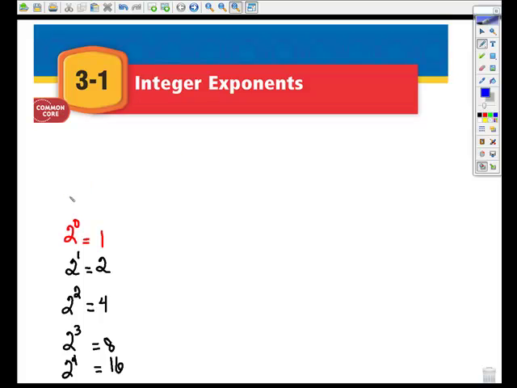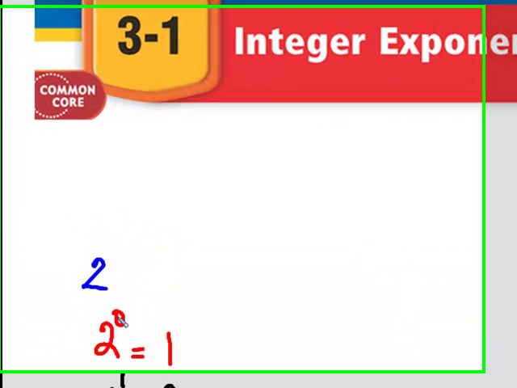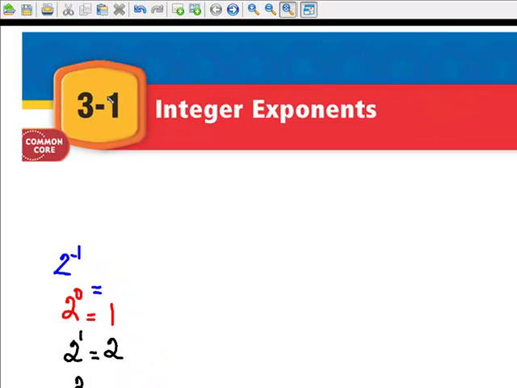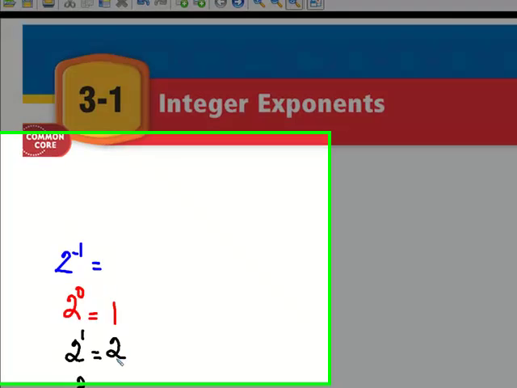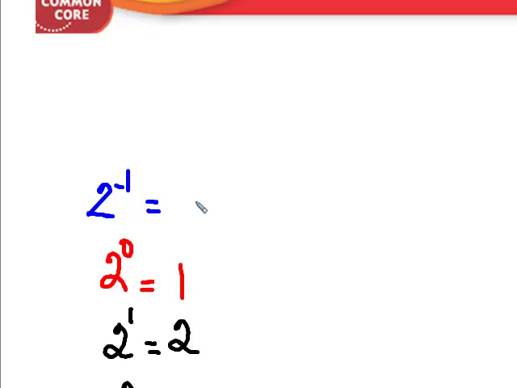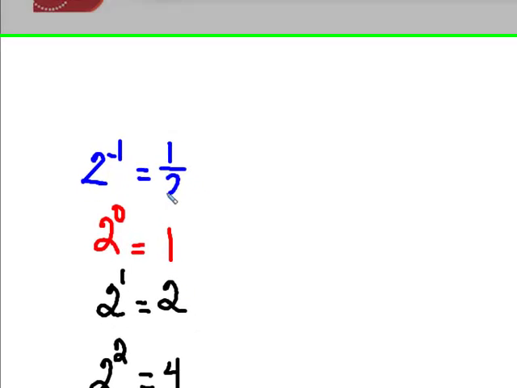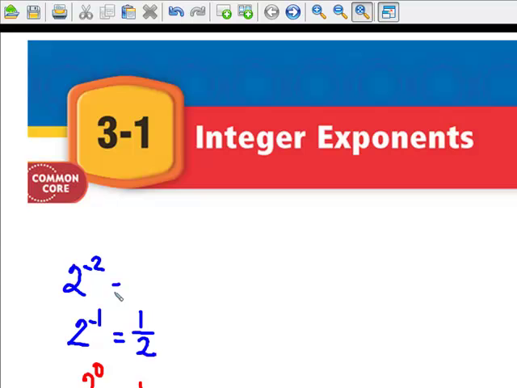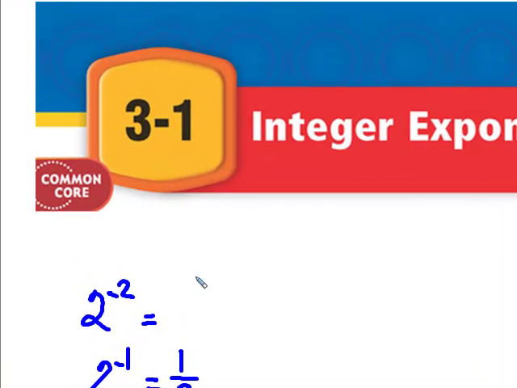Let's keep going back. The next one would be 2 to the negative first power. It doesn't mean that we have a negative answer. We follow our pattern. So 2 divided by 2 is 1. 1 divided by 2 is a half. Well, let's try 2 to the negative 2 power. A half divided by 2 is a fourth.